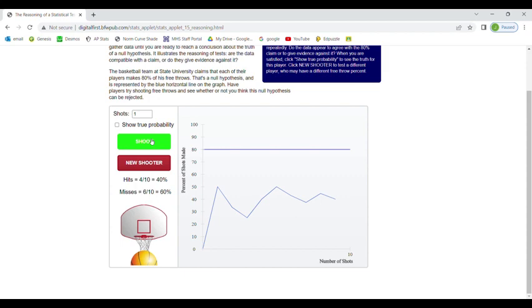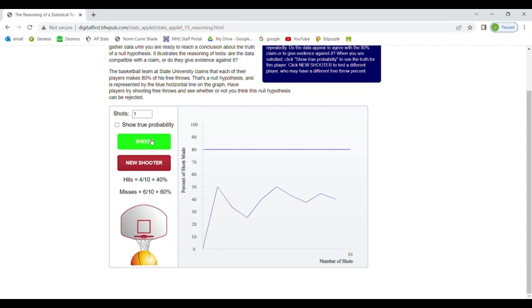So like a larger sample is going to be more representative of the true population. So in this case, the parameter that we're trying to estimate is the population proportion, the true proportion of free throws that he's able to make. And so we would probably want him to try more than 10.